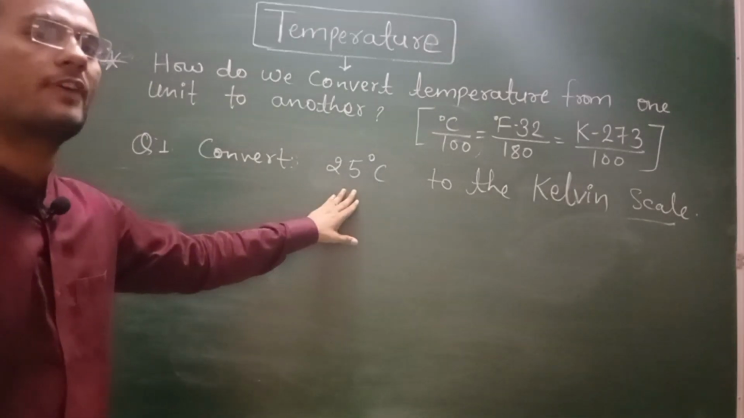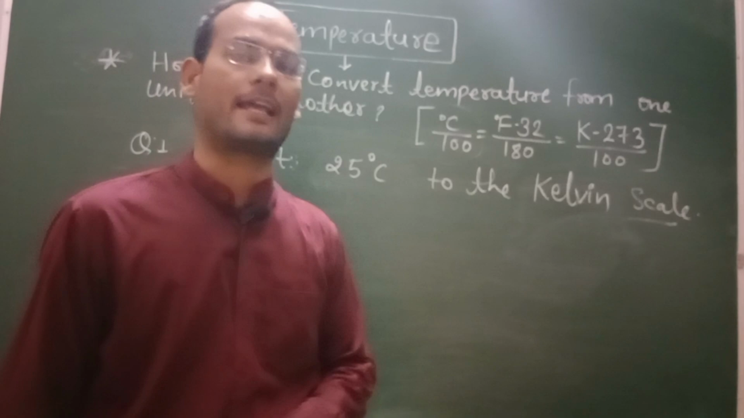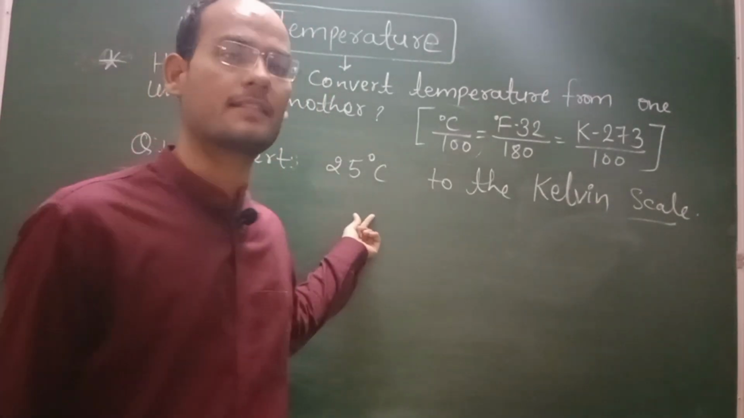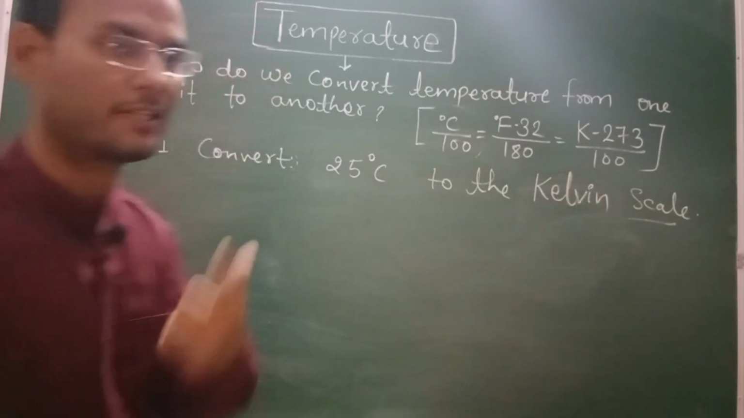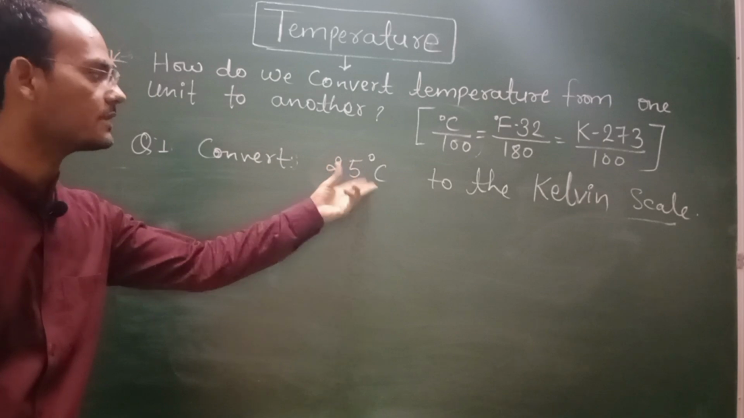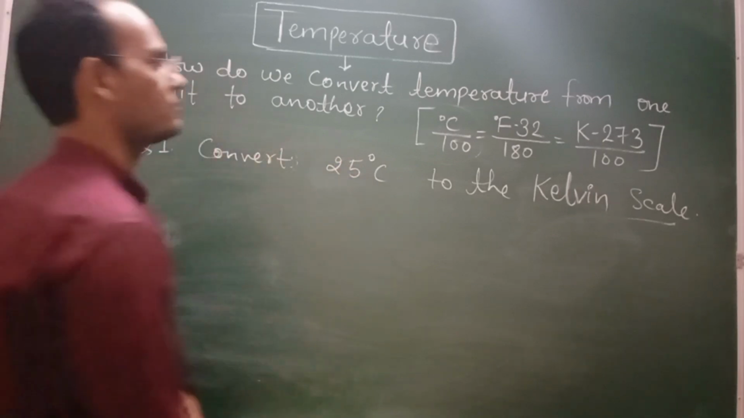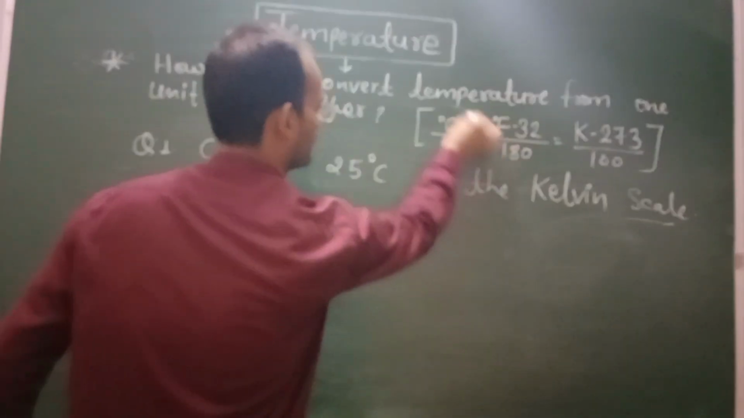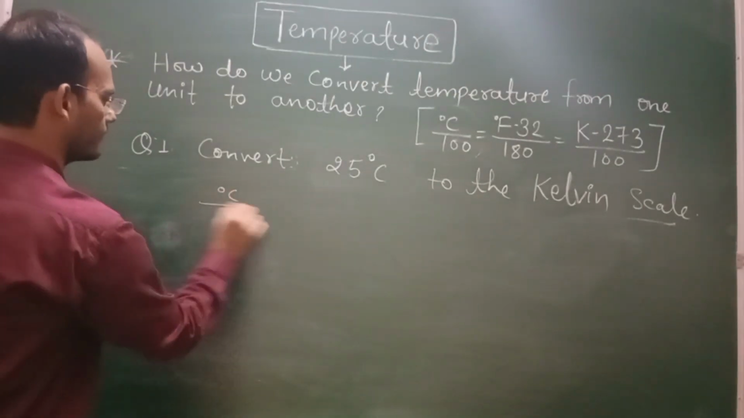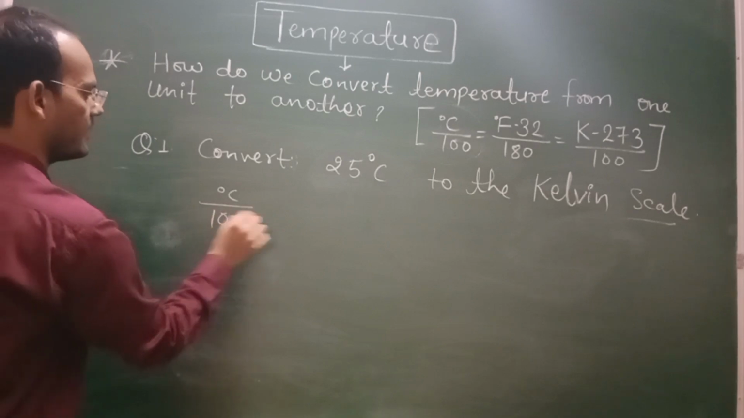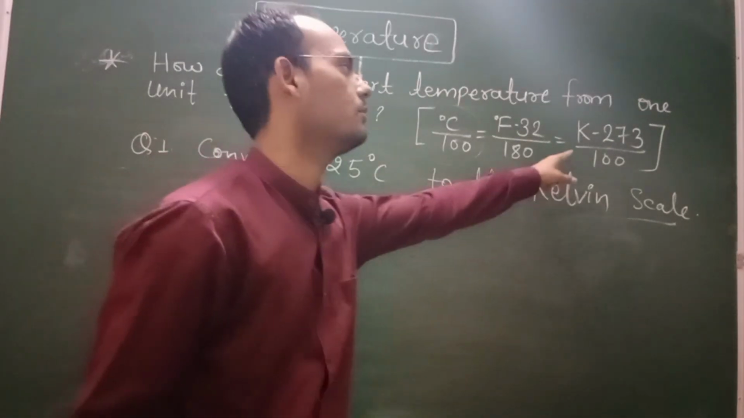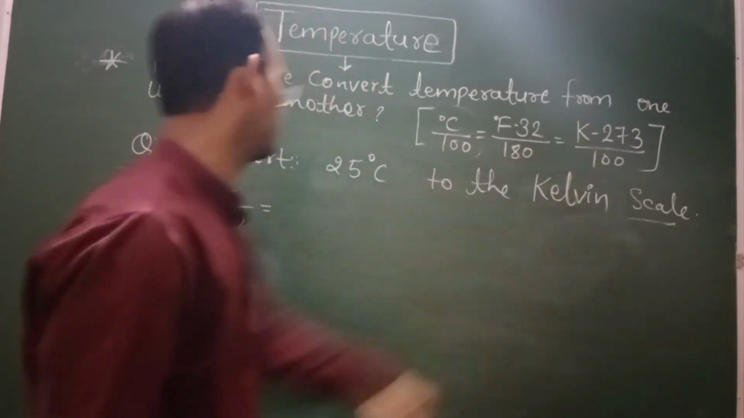Convert the 25 degree Celsius to the Kelvin scale. So we have to convert the degree Celsius to the Kelvin. How can we change? Which type of scale have we been given? Scale temperature degree Celsius. So we take this part, degree Celsius divided by 100. And which type of scale do we have to find out? Kelvin. So we need this part to calculate.